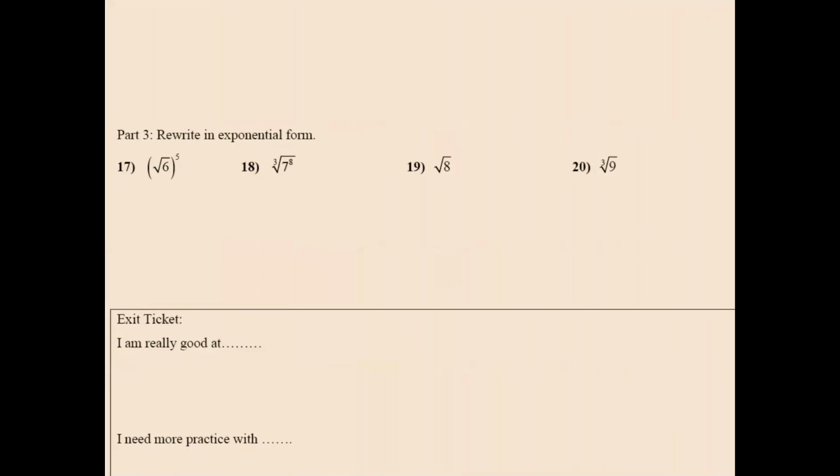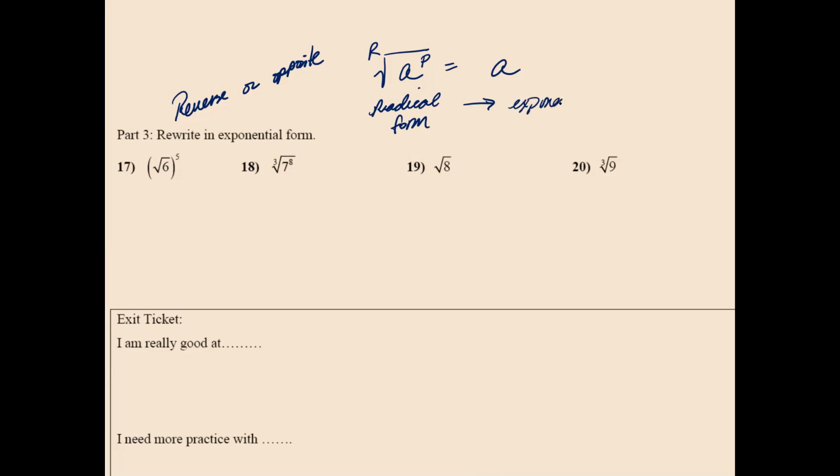All right, let's go on to part 3. Part 3 is kind of the reverse or opposite. It's the opposite because now I have everything inside of a radical form, and your job is to convert from this radical form into exponential form. And remember, with your radical form, power is always here with the A, root is always on the outside. And so to go from a radical form to an exponential form, it's A to the P over R.